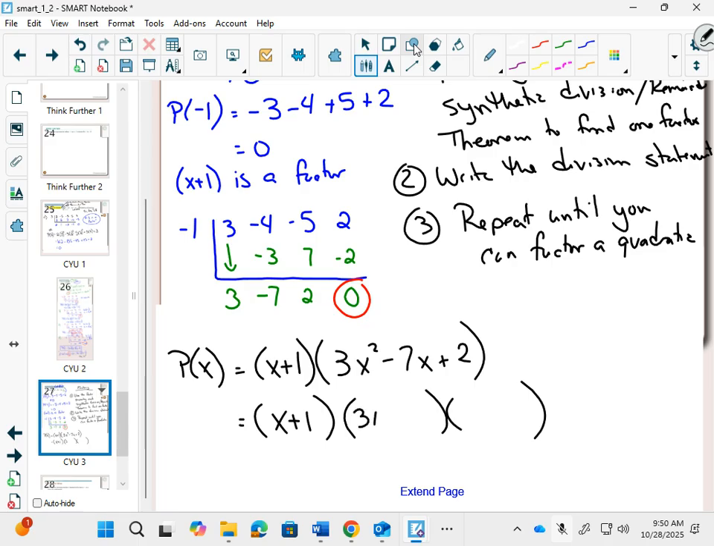To get the 3x squared, it would have to be 3x and x. To get 2, it's going to have to be 1 and 2. Where should I put it? I should put the 2 here and the 1 here, so my outside is 6 and inside is 1. I need a -7, so I would need a -6 and -1. Multiply that out to double check that everything works, and it does. So we have factored completely.